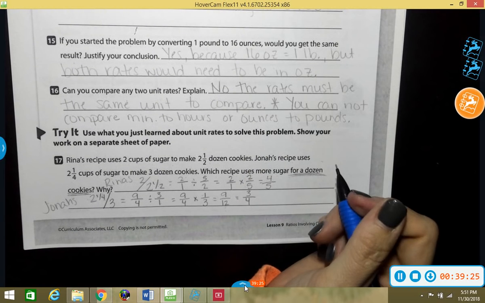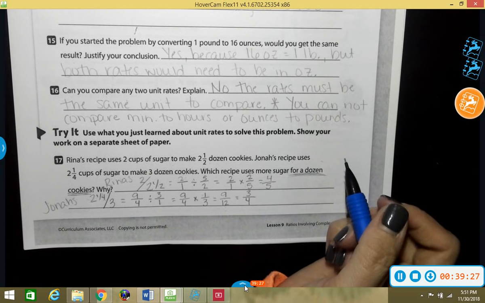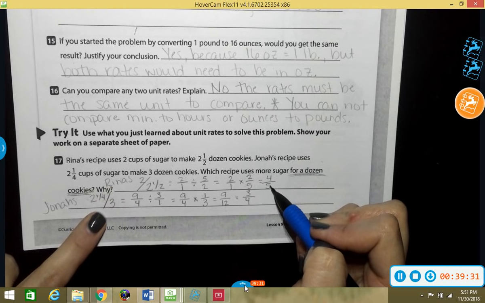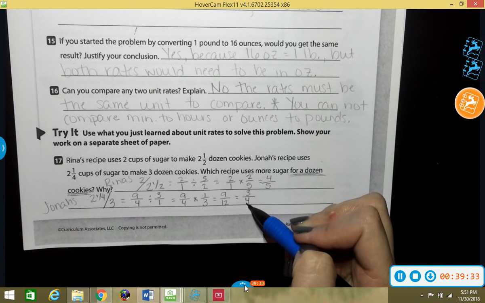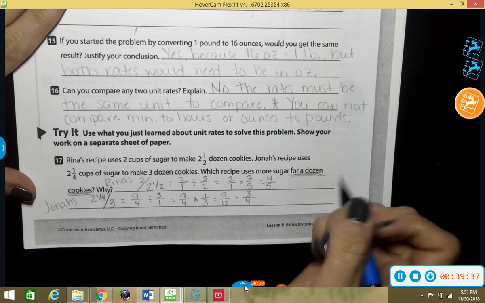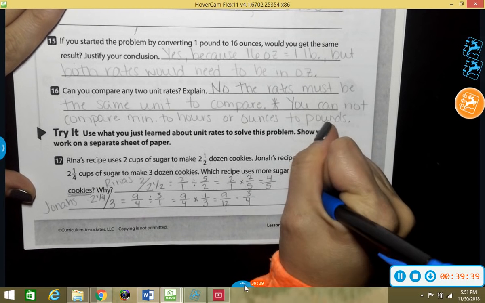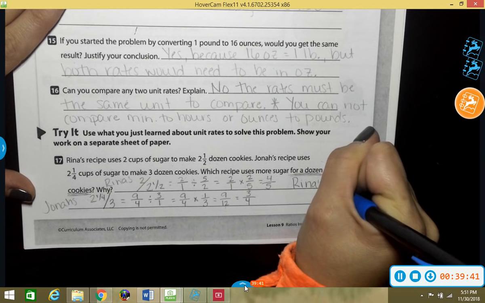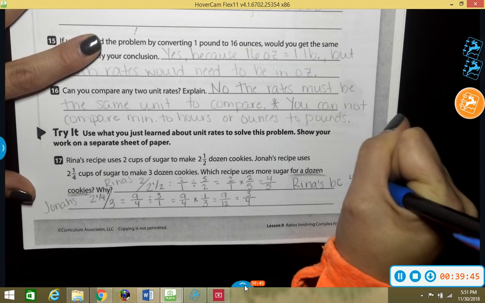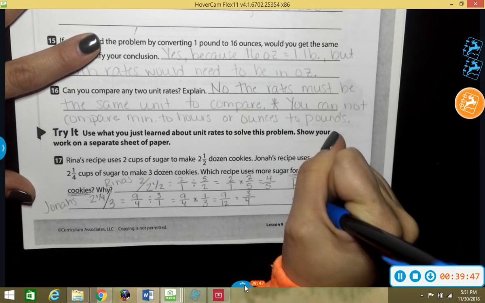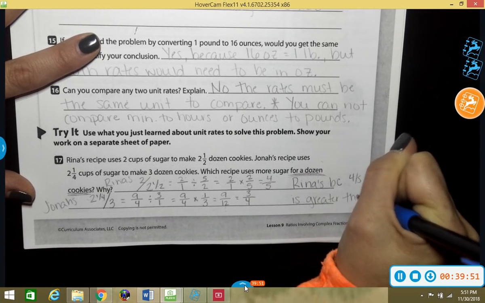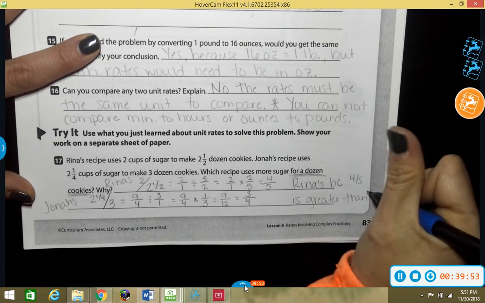So it says, which recipe uses more sugar for a dozen cookies? Well, Rena's uses 4/5 and Jonah's uses 3/4. So which one is greater? 4/5. So Rena's, because 4/5 is greater than 3/4.